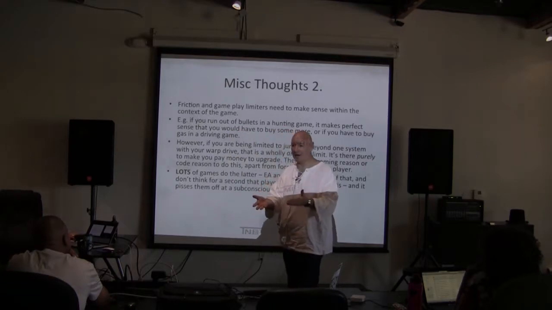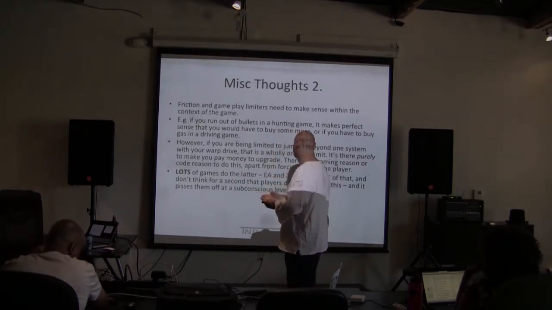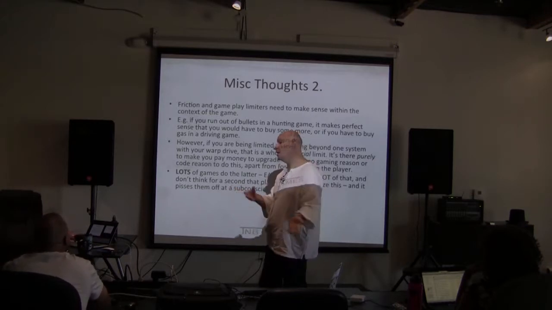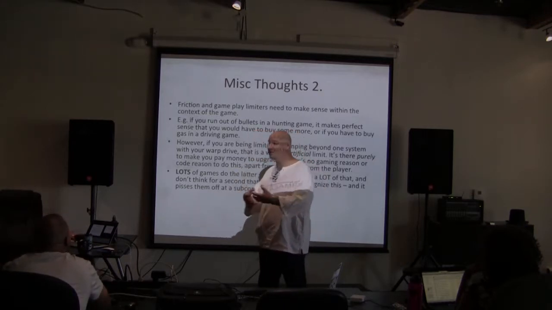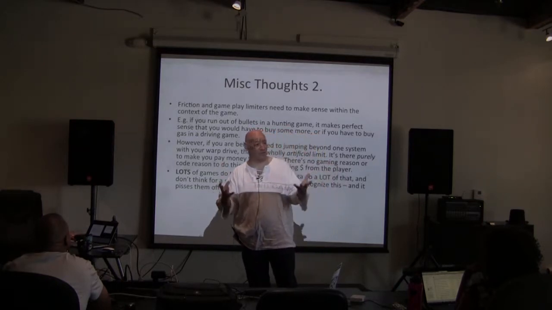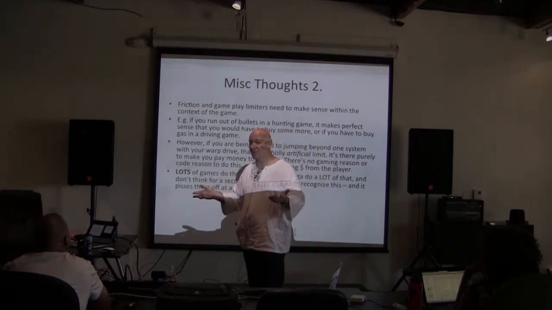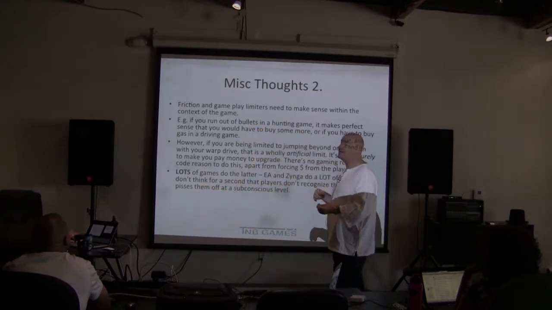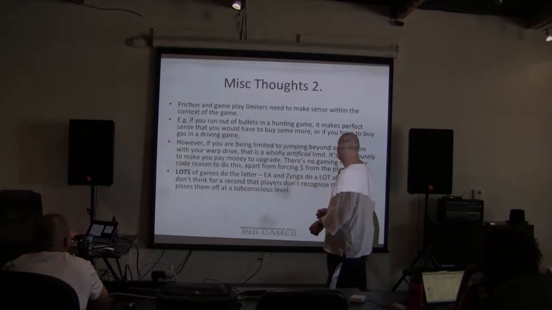A natural way of a friction or a limiter would be, I'm playing a hunting game and I've run out of bullets. Well, if I run out of bullets, I've got to buy some more. Okay, so I'm going to have to spend some virtual currency and buy some bullets. That is a natural, understandable thing that you have to do. No one's surprised when that happens. It's the same as if you buy gas in a game. I run out of gas, well, okay, I've got to buy some more.